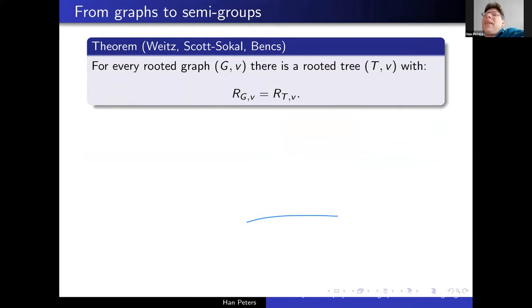Now, to get dynamics, we'd like to work with trees, and the following theorem is due to Benz, who we collaborate with, but really, the ideas come from earlier work of White and Scott and Sokal. The idea is that you can always work with trees. For every rooted graph G, you can find a tree for which the ratios are the same. So if you want to consider all graphs and for which parameters the ratio can be minus one, it's also sufficient to consider all trees. And this tree has the same degree. So if you consider graphs with a degree bound, then it's also sufficient to consider trees with a degree bound.